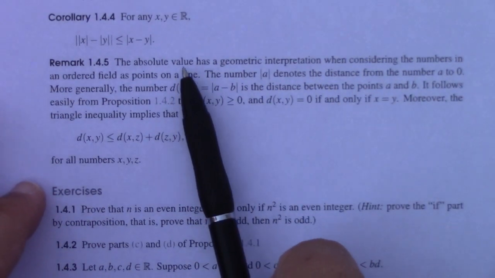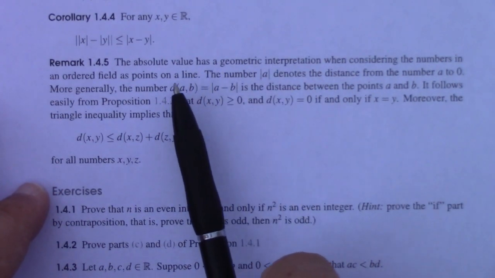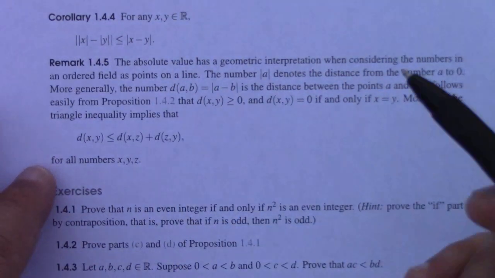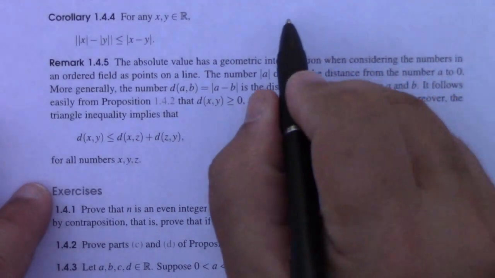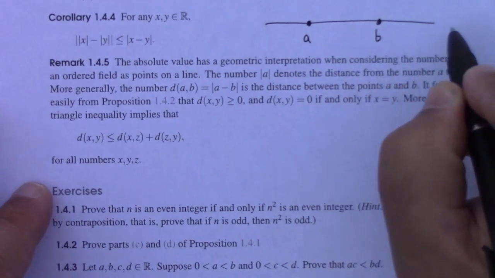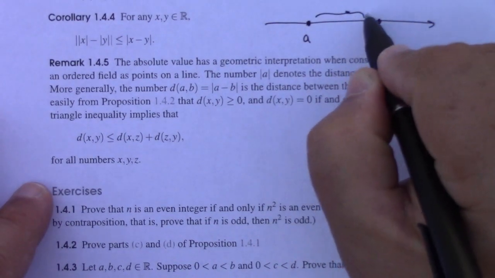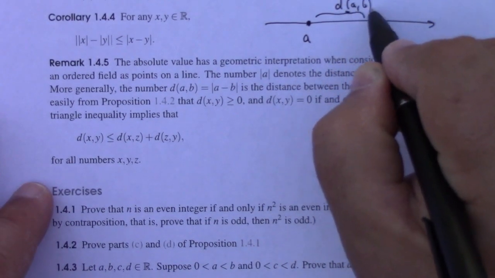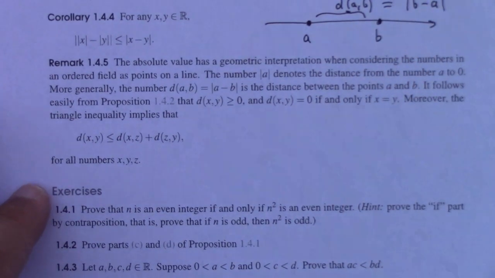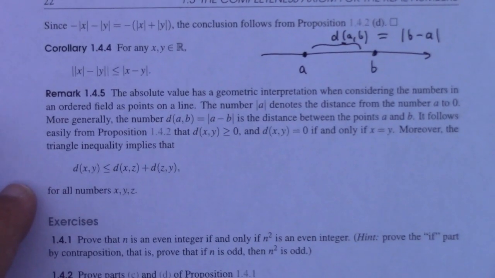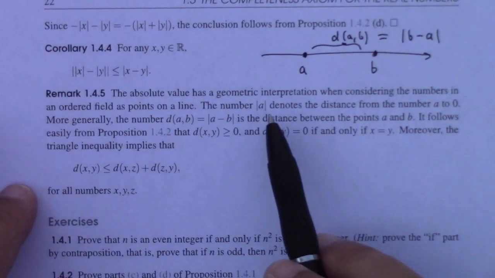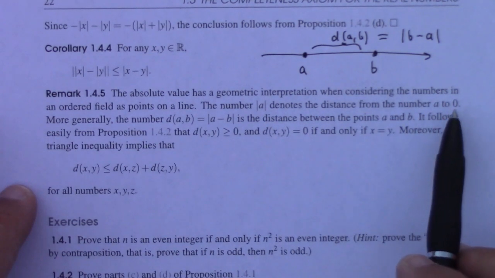So the absolute value has a geometric interpretation when considering numbers on a line, right? So this is an important remembrance. If I have 2 points, point A and point B on the number line, and I want to find the distance from A to B, what do I do? Absolute value of B minus A, right? So that is one of our guiding principles in here, and in calculus too, right? Another way to think about it is that the absolute value of A denotes the distance of the number A from 0.